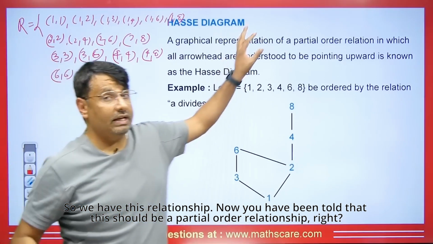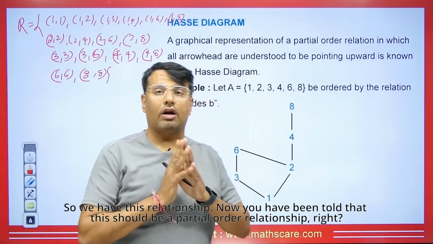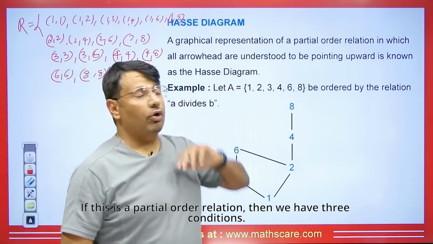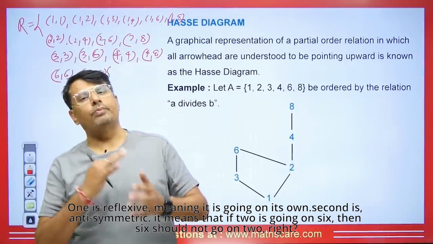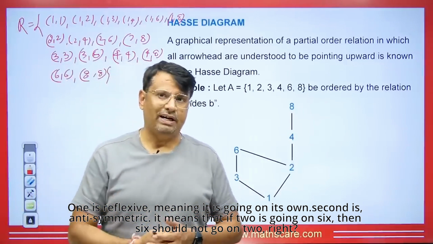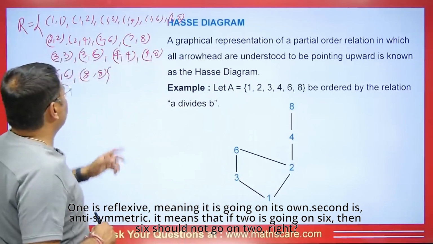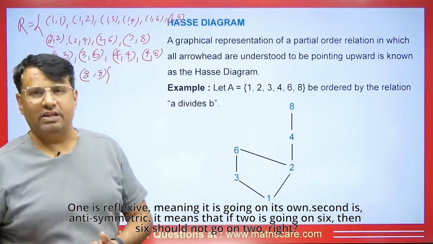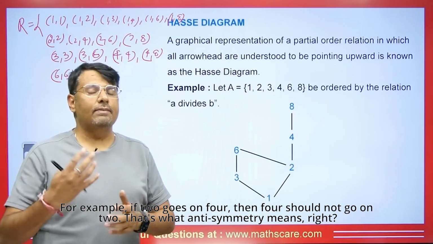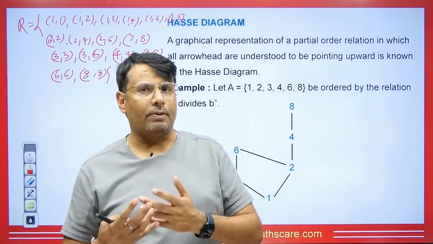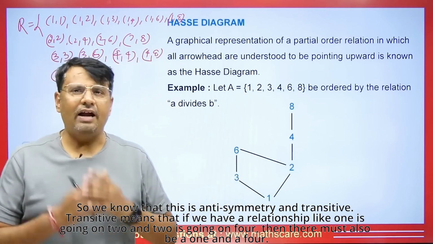Now you have been told that this should be a partial order relationship, right? If this is a partial order relation, then we have 3 conditions. One is reflexive, meaning every element is related to itself. Second is antisymmetric. It means that if 2 divides 6, then 6 should not divide 2. For example, if 2 divides 4, then 4 should not divide 2. That's what antisymmetry means, right?